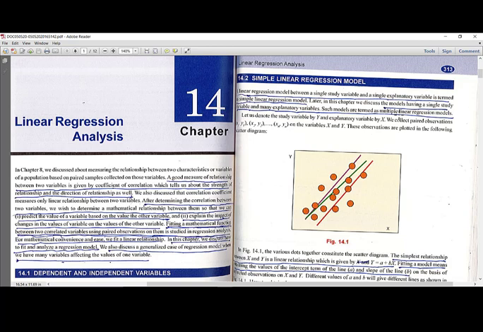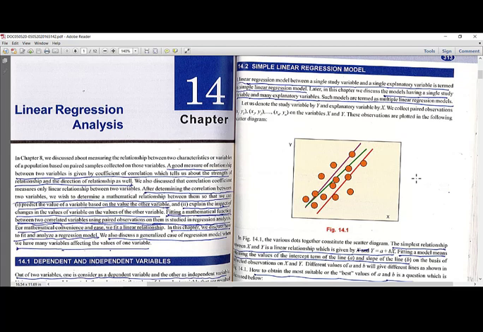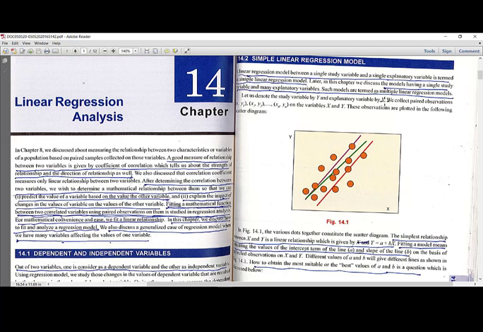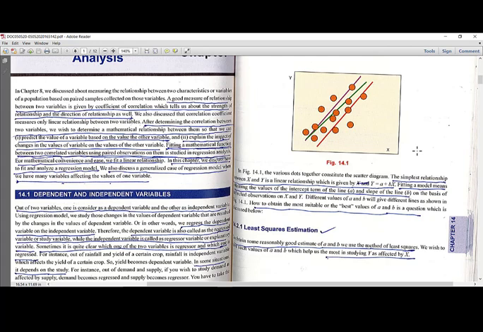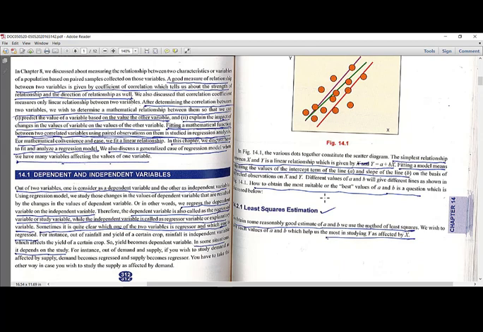Now, let us denote the study variable by y and the explanatory variable by x. We collect paired observations (x1, y1), (x2, y2), etc., (xn, yn) on the variables x and y. These observations are plotted in a scatter diagram as shown here, x on the x-axis and y on the y-axis. In this figure, the various dots together constitute the scatter diagram.